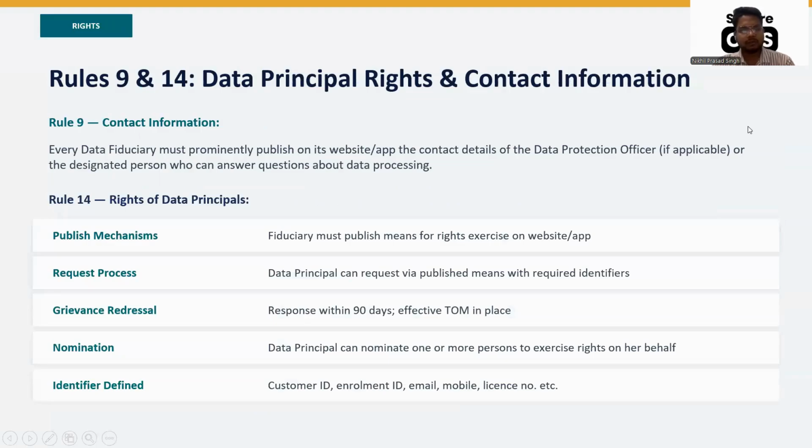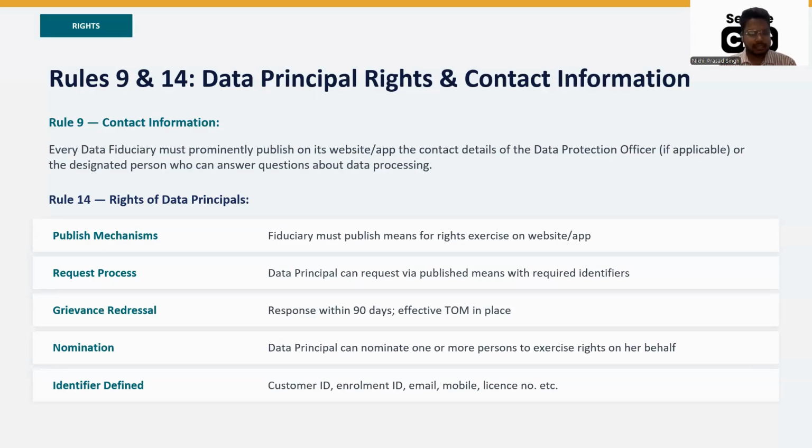Now, from rule 9 to 14 comes the data principal rights and the contact information. Whenever there is a breach or anything, you'll have to mention the contact details of the data protection officer or any designated person who can answer questions about the data processing of that particular data principal or consumer. An email will not suffice from now on, and a call-for-action pop-up message will not work. You'll have to maintain a proper phone number as well for contact purposes.